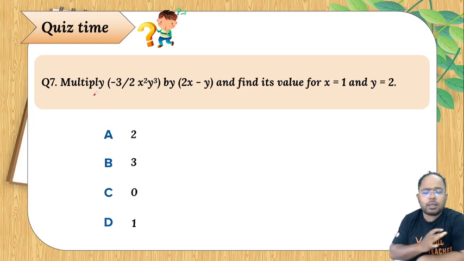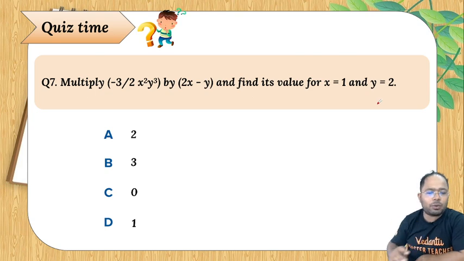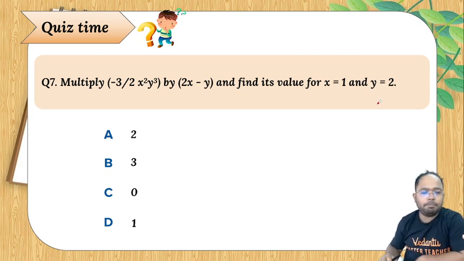Multiply. These questions are kind of practice questions so that we get a good grasp on the multiplication part. So next is multiply minus 3 by 2 x square y cube by 2x minus y, and find its value for x equal to 1 and y equal to 2. So do it fast, students, and write in the comment box. All right, let's look into the answer. The correct answer is 0.